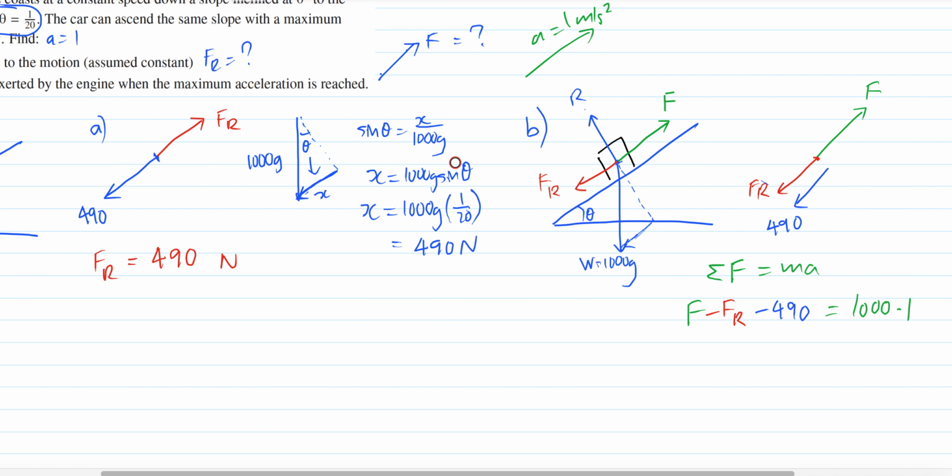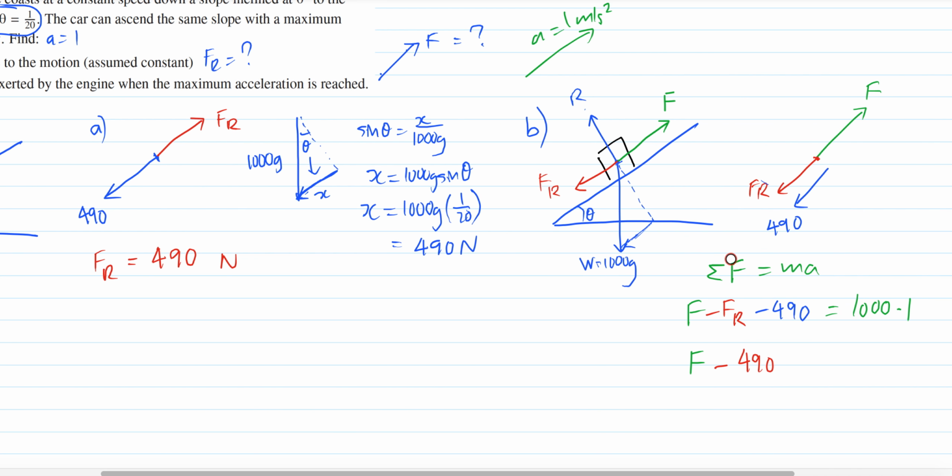Our force is just F, we're trying to find it. Our friction force, what is friction? Friction we found in part A as 490. This time friction is going the other way. Friction is constant. It doesn't matter whether you're going up or going down. Friction stays the same magnitude, it's just the direction that is different. So friction is 490, but it's just going the other way instead.